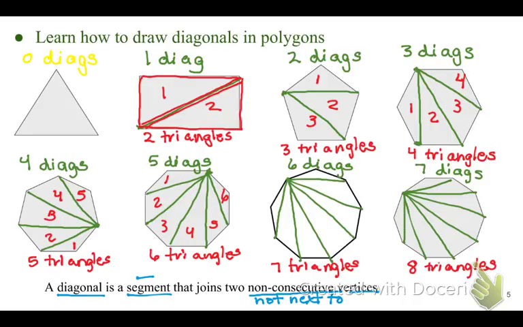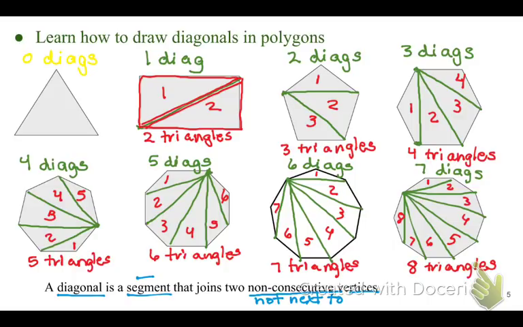Okay, we can count up our triangles. So I'm guessing that I'm going to have 7 triangles in this guy. 1, 2, 3, 4, 5, 6, 7. Okay, and I'm guessing I'm going to have 8 in the last one. 2, 3, 4, 5, 6, 7, 8. Okay, so hopefully you can all see the patterns.